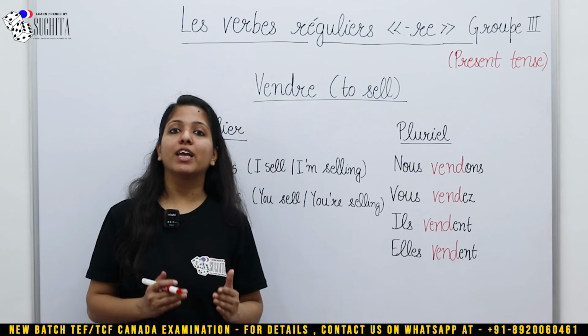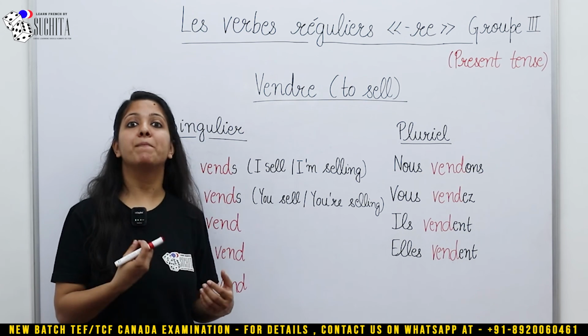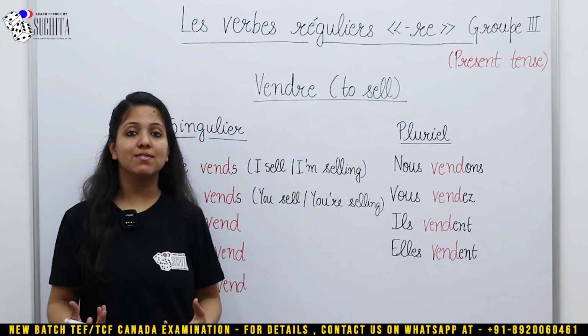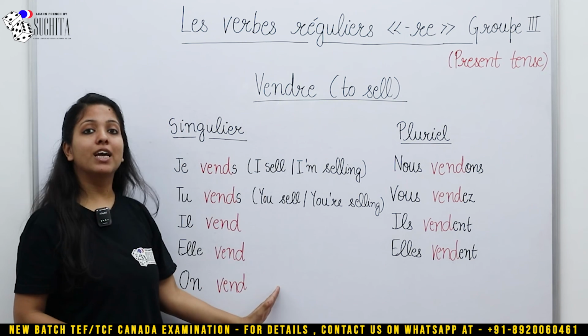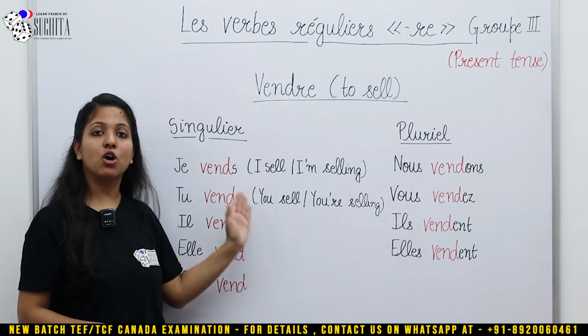Now take any other regular RE verb, for example, perdre or attendre or descendre. You need to conjugate them according to the rule that I have told you.